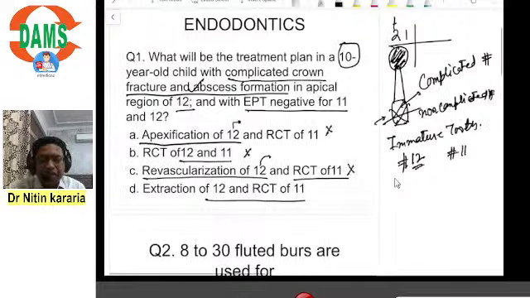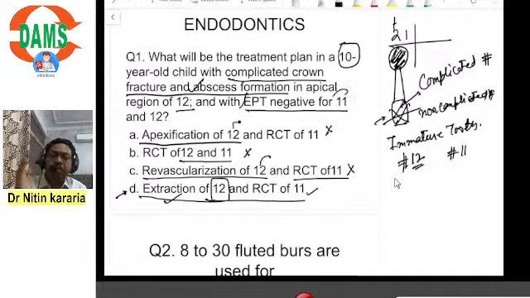Looking at option number D, it is extraction of 1-2, which is justified. We have discussed why we have to extract the lateral incisor. And RCT of 1-1, definitely, because it is EPT negative 1-1. The question is saying EPT negative. When it is EPT negative, it means there are no viable nerve fibers, the pulp is deemed to be necrotic, and we have to do root canal. So RCT of 1-1 and extraction of 1-2, option D, is the best possible answer to this question.